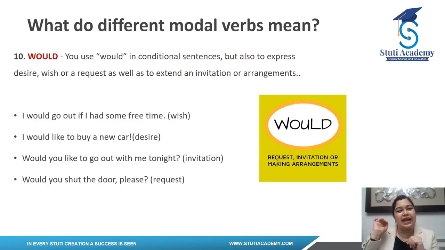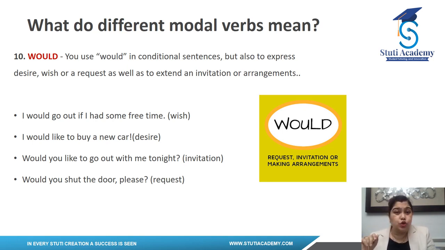Next one, would. You use would for conditional sentences, but also to express the desire for a certain thing, a wish, maybe a request or an invitation. So let's have a quick look at the examples. On the slide, I would go out if I have some free time. So I wish I had some free time so I can go out. Again, a conditional sentence.